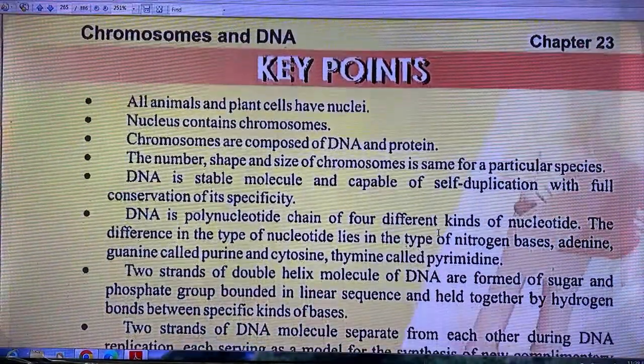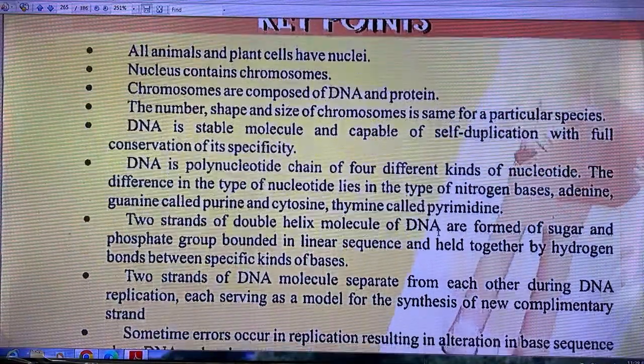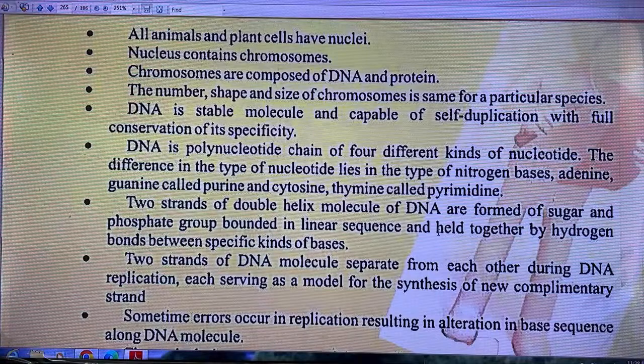Key points. All animal and plant cells have nuclei. The nucleus contains chromosomes. Chromosomes are composed of DNA and proteins. The number, shape, and size of chromosomes are the same for a particular species. DNA is a stable molecule and capable of self-replication with full conservation of its specificity. DNA is a polynucleotide chain of four different kinds of nucleotides. The difference in type of nucleotide lies in the type of nitrogen bases. Adenine and guanine are called purines, and cytosine and thymine are called pyrimidines.